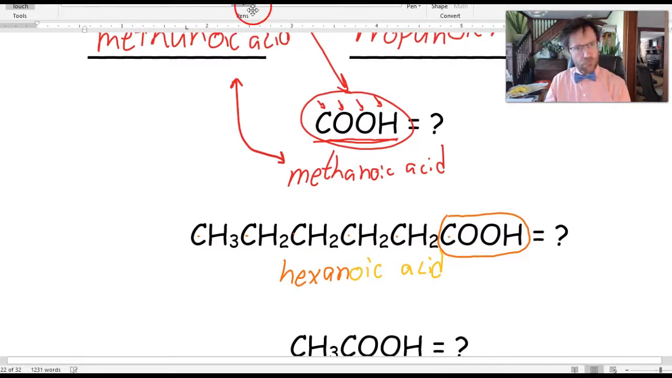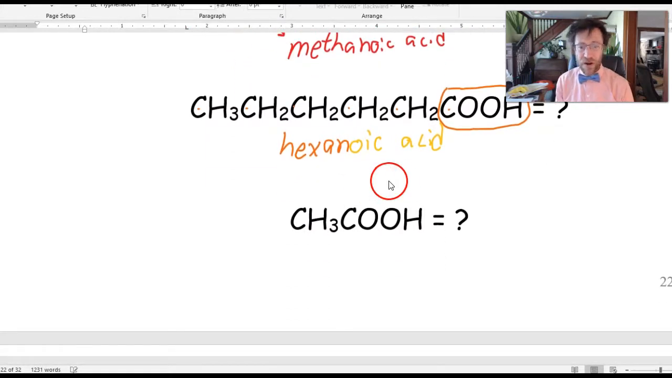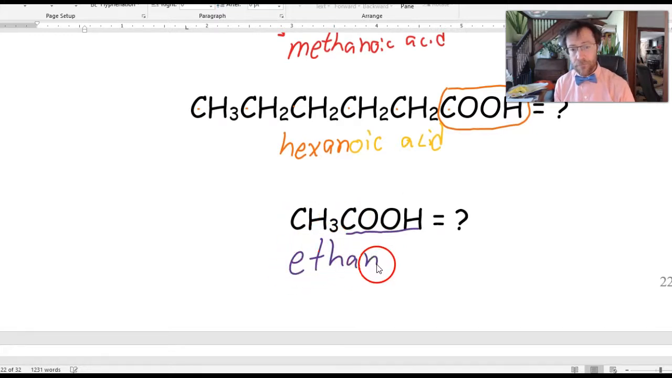All right. Next one. You guys see how this works? Naming these ones shouldn't be hard. Look, COOH. You know it's an acid. Meth, eth, oic acid. Not too hard, is it?